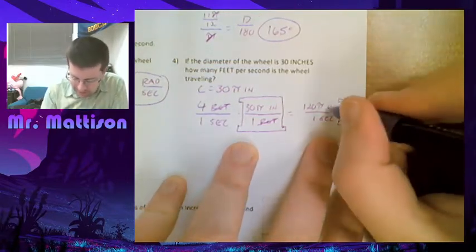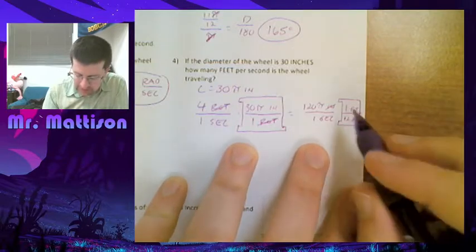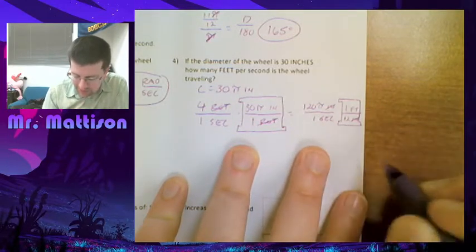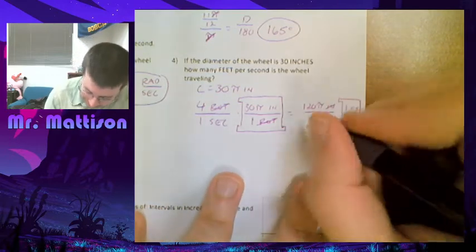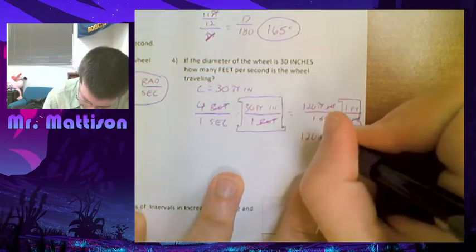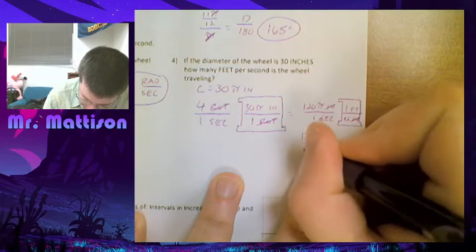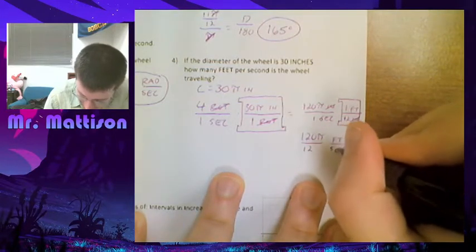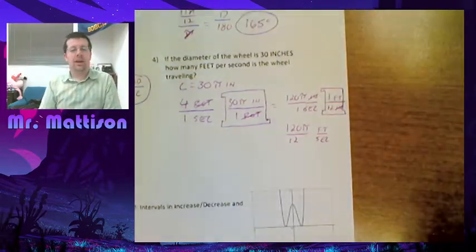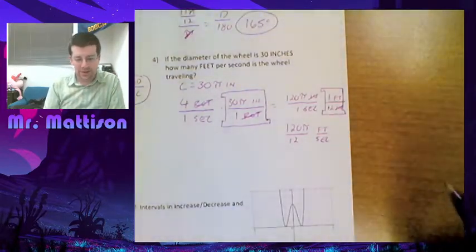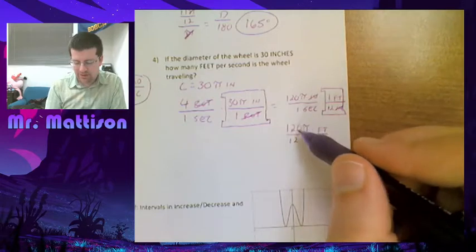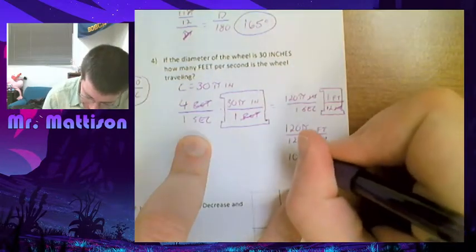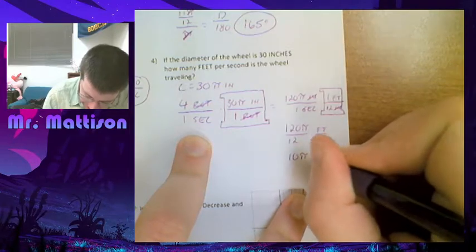So here my inches cancel, so I'm going to have 120 pi times 1 foot over 1 second times 12, so that's going to be 120 pi over 12 feet per second, which I can reduce into just 10 pi, because the 12s are going to reduce down, and I'll be left with that 10 on top. So that's going to be 10 pi feet per second.